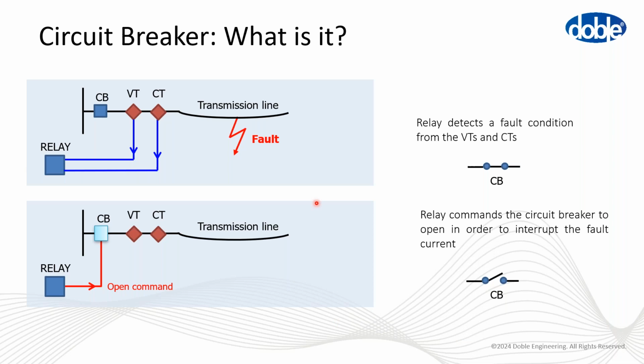Here you can see a very simple example of what happens during a fault. You can see that we have a fault on the transmission line. This fault, the voltage and current fault, is detected by the voltage transformer and current transformer. And this signal is sent to the relay. So the relay is able to recognize that there is a fault in the line, and the relay sends an open command to the circuit breaker, and it should open in the fastest way possible.